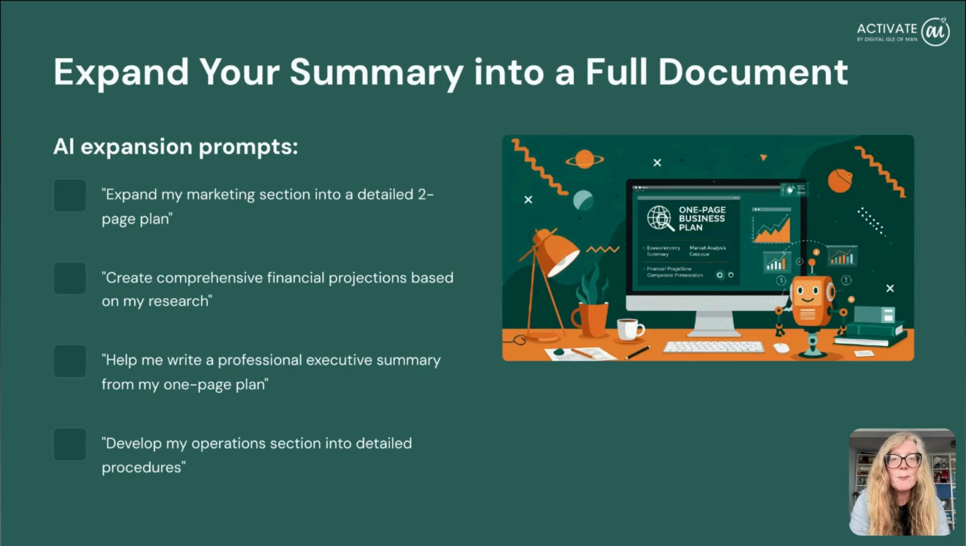Now that you have all the pieces, AI can help you expand everything into a comprehensive document. You can ask AI to take each element of your information and your one-page summary and expand them into detailed paragraphs. Try prompts like, take my business summary and expand the marketing section into a detailed 2-page plan. Or, help me create a comprehensive financial section based on my cost and pricing research.